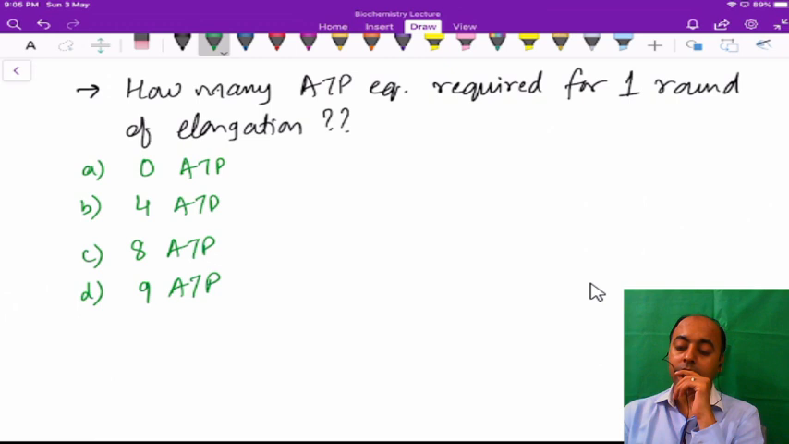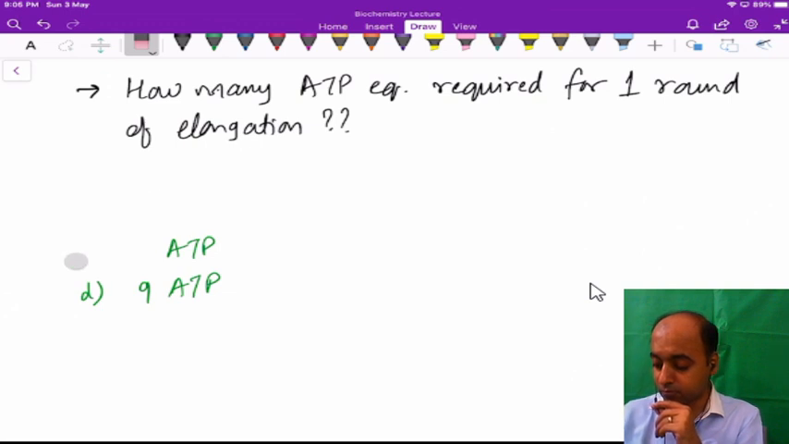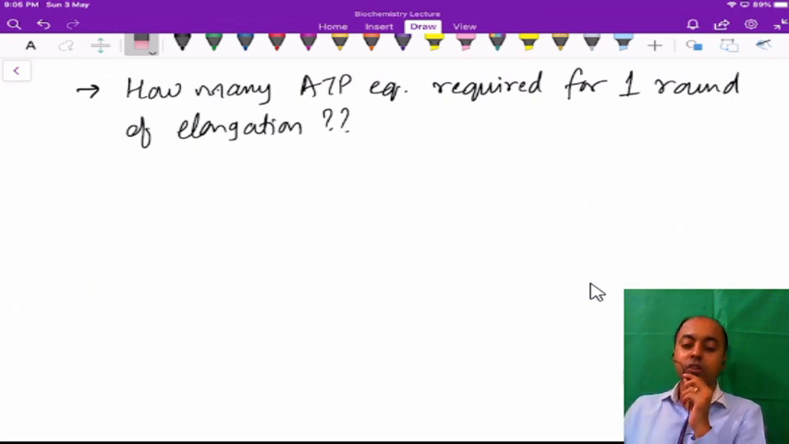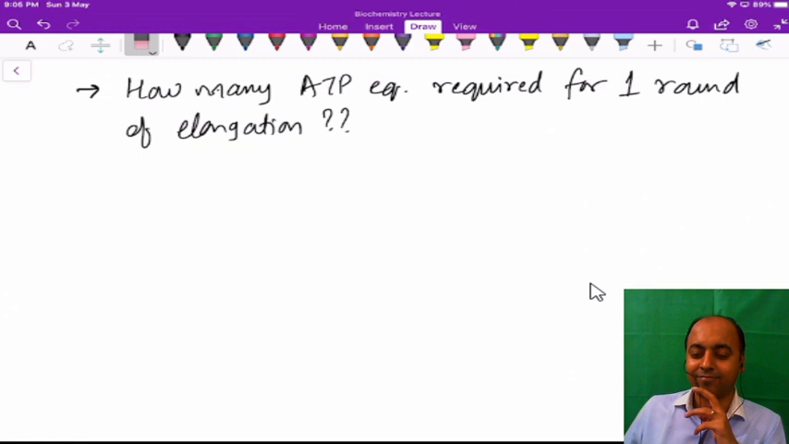Okay, second question. Suppose the options are not there and you have to give me an answer. What will be your best answer? What do you think? How many ATP are required? If the options are not there, in that case, what would be your answer? How many ATP are required for 1 round of elongation?